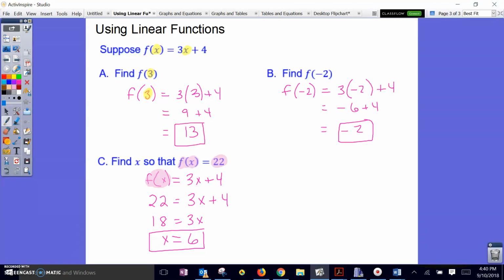Alright, that's the end of this video. We saw a few different ways that we could apply linear functions in various different forms, tables, graphs, equations, and different ways that we can use linear functions.